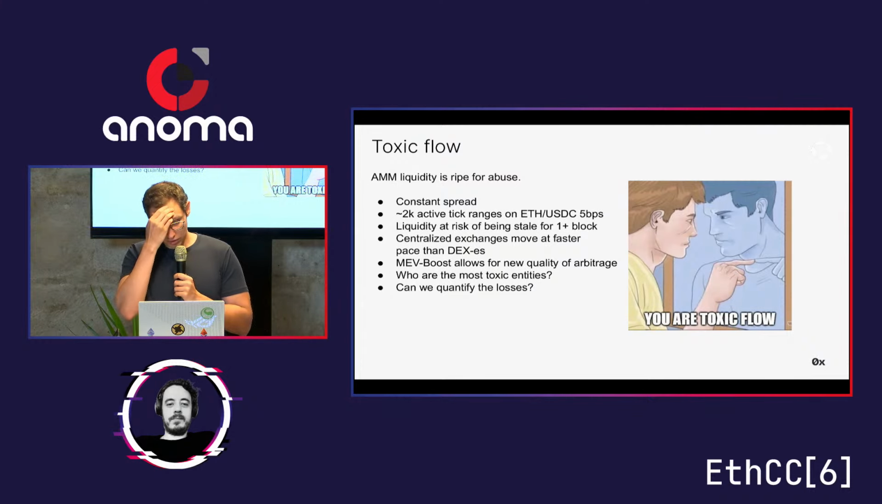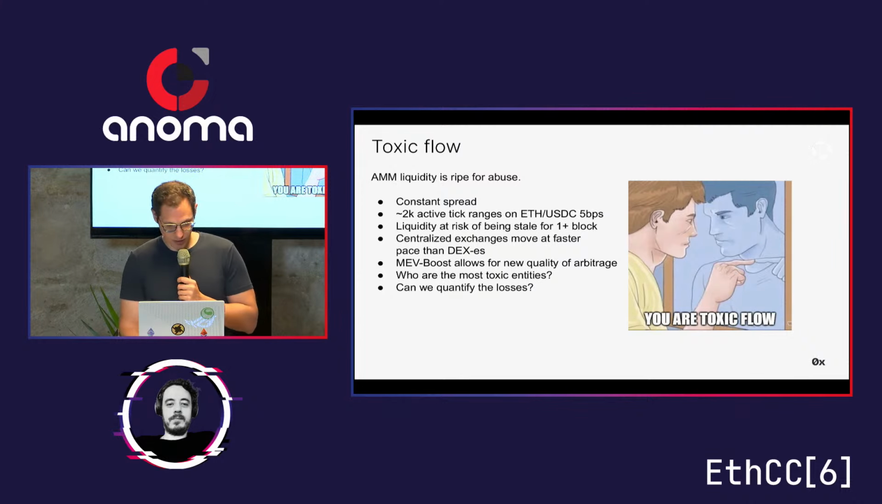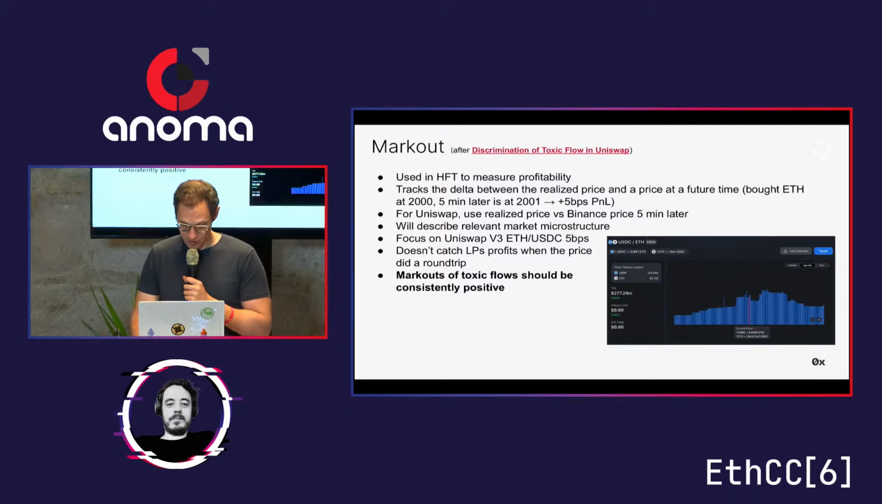MEV-Boost actually allows for a new quality of arbitrage, which I'll also show an example of. And you'd like to understand who the most toxic entities are, and can we even quantify the losses that the LPs are suffering. So I'll say a few words about the markout. This is based on the paper on the discrimination of toxic flow in Uniswap. Again, I cannot recommend it enough. Go and read it. It's very interesting.